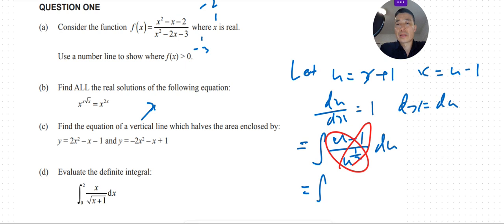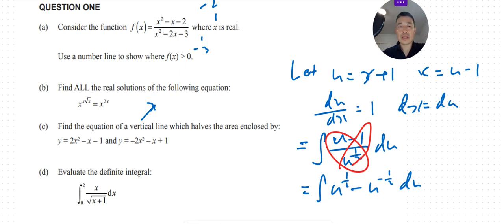So this is a bit of algebra, right? So integral, what's u over u to the power of half? That's u to the power of 1 minus half, which is u to the power of half, right? And minus 1 over u to the power of half is u to the power of negative half du.